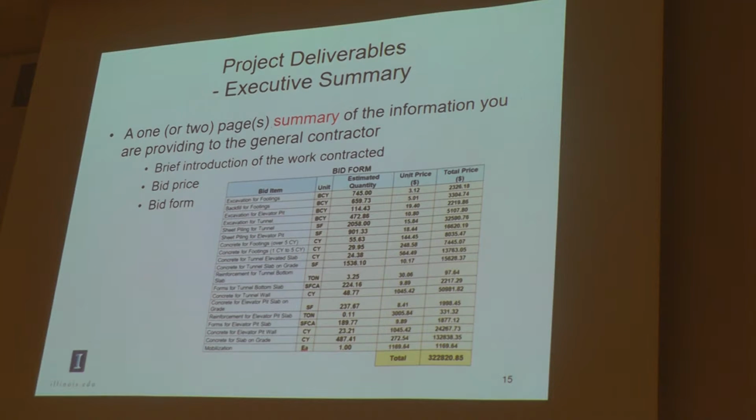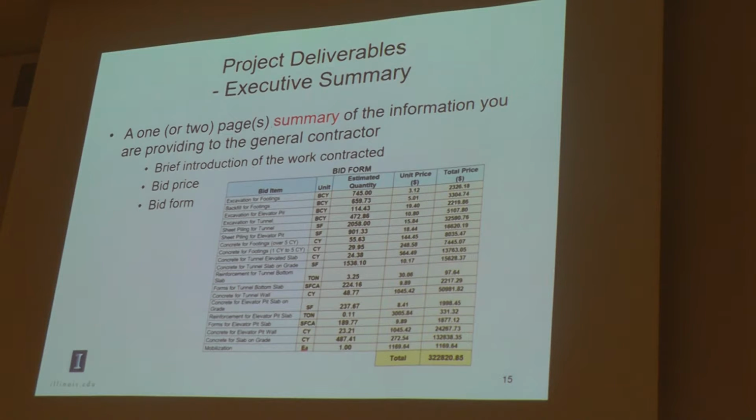And the next deliverable is the executive summary. This executive summary is going to be a 1 or 2 page summary of the information you're providing to the general contractor. For example, it includes a brief introduction of the work you are doing, exactly package number 2 and number 5. Also the bid price, how much money you're going to ask the contractor for to get this work done.